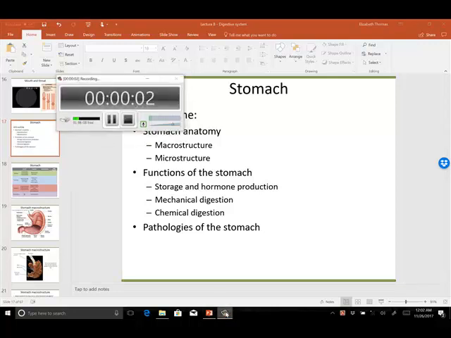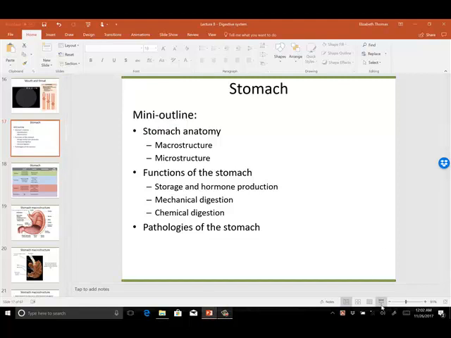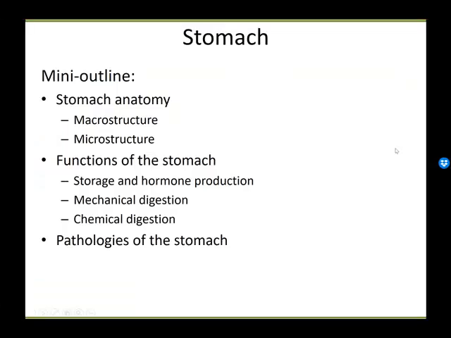Okay, let's look at the stomach now. Just like before, we're going to attack this in the same way. We're first going to look at the anatomy, then the functions, and then here's where we're going to start adding pathologies. With the stomach anatomy, it's worth looking at both the big picture and the small picture, so the macrostructure and the microstructure. And then we're also going to look at the functions of the stomach, along with the macrostructure and microstructure.